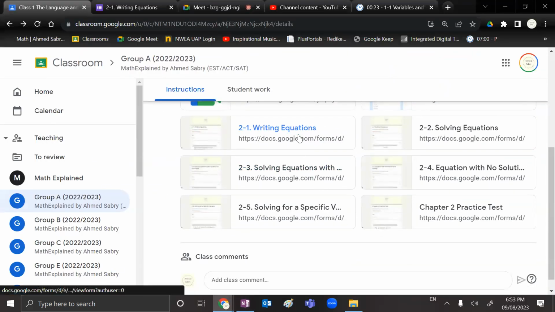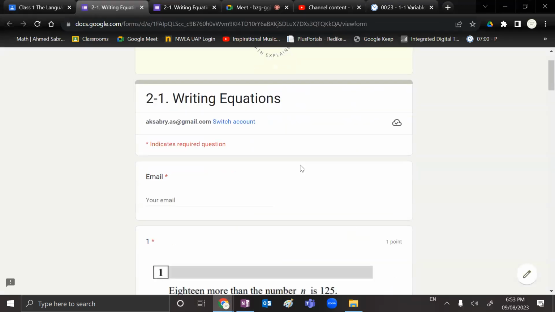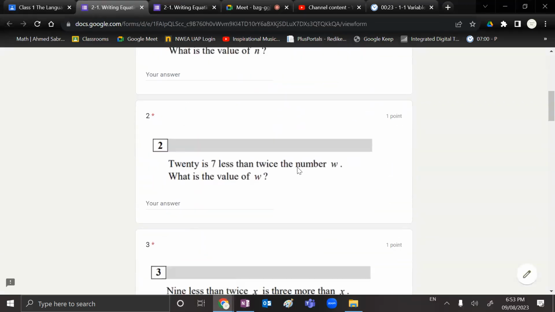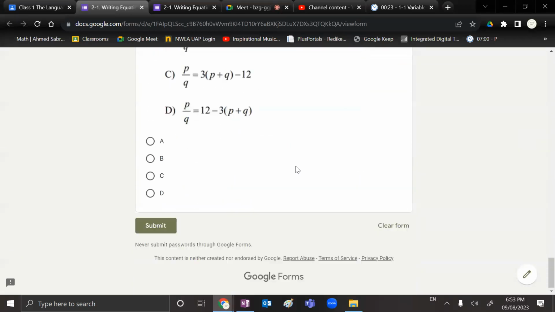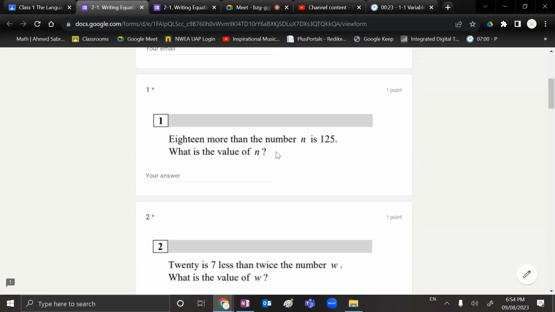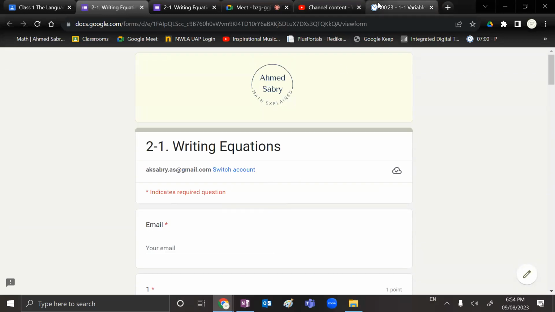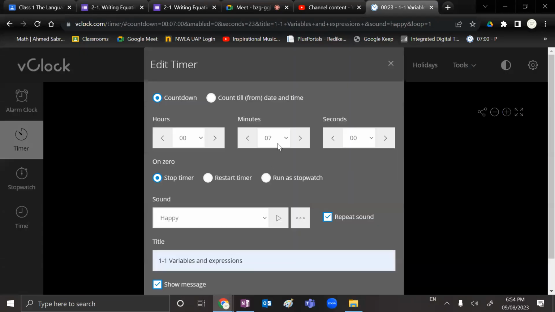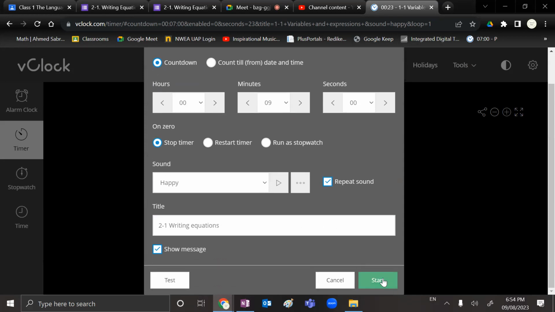which is 2-1, writing equations. So yes, there are 8 questions, but actually the first 5 of them are grid-in, meaning there are no choices. You're just going to write the answer, and they're pretty short and to the point. Let's try them out. For all 8 questions, I'll give you a total of 9 minutes. So 2-1, writing equations, 9 minutes, starting right now.